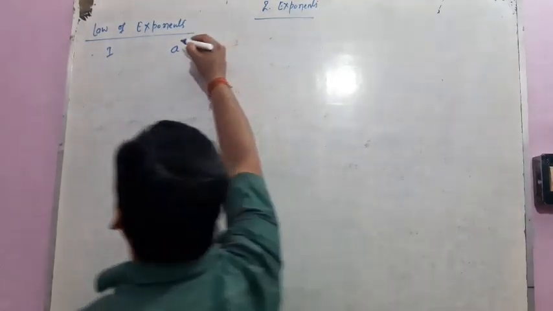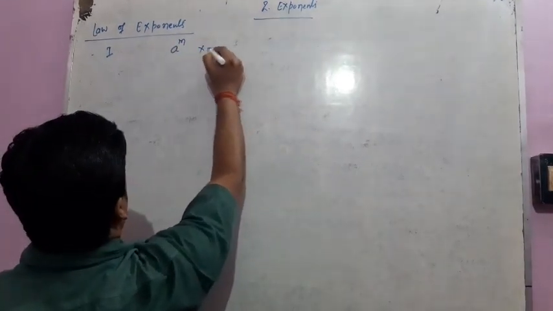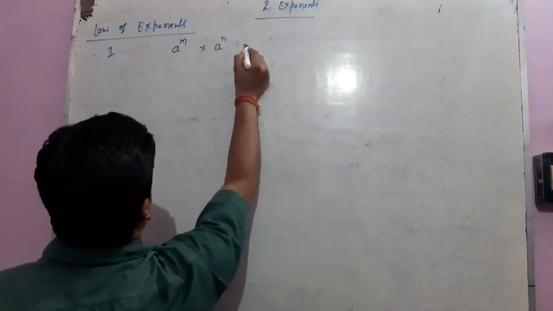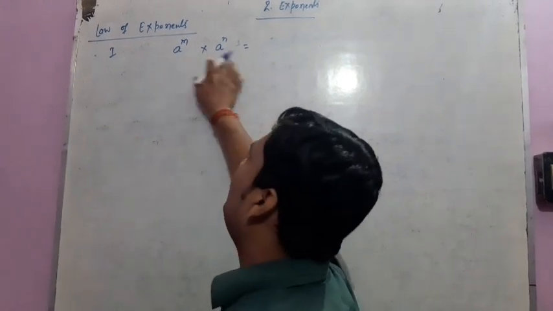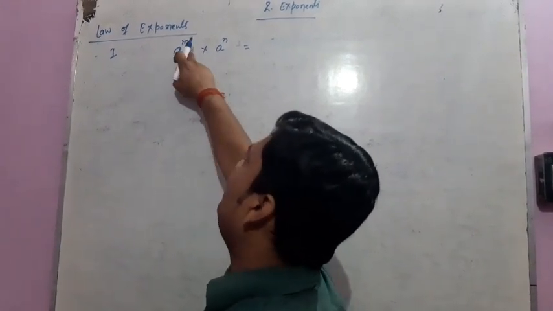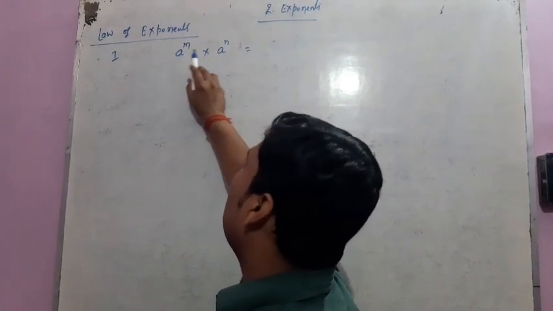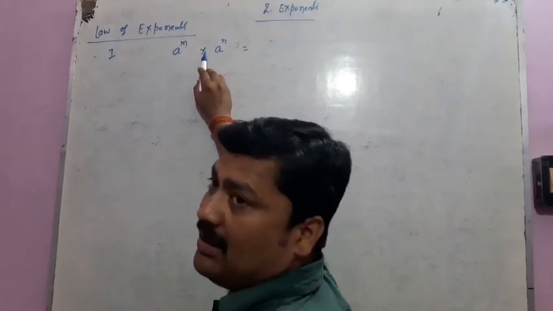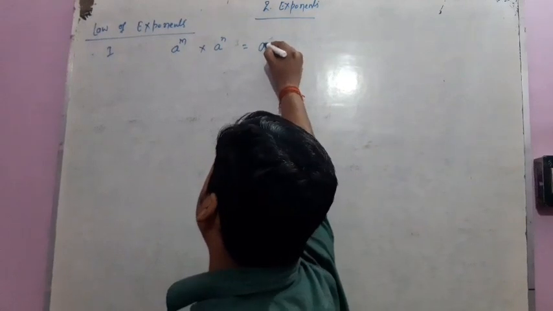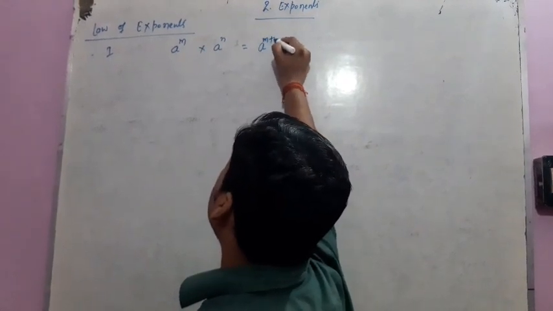Suppose a to the power m and a to the power n. Here the two numbers have the same base but different exponents. So if two numbers have the same base and they are multiplied, then we add their exponents. That means a to the power m plus n.